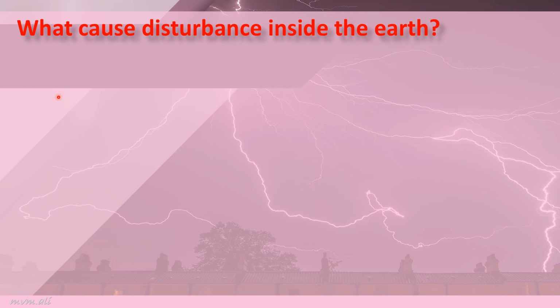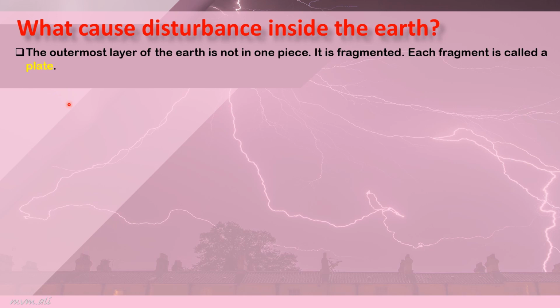Let's see the reasons behind the disturbance that takes place inside the earth. There are many reasons, so we can discuss one by one. The outermost layer of the earth is not in one piece, it is fragmented, and each fragment is called a plate, and it is also called tectonic plates. More details of these tectonic plates you have already learned in geography, so we are not going to discuss that. We can directly go to the reason behind the disturbance.